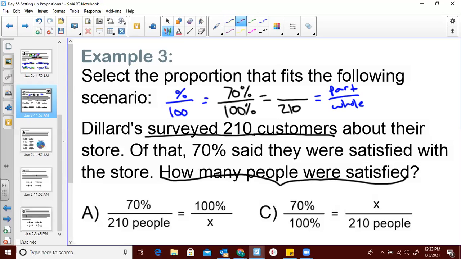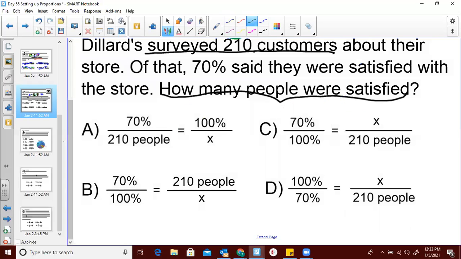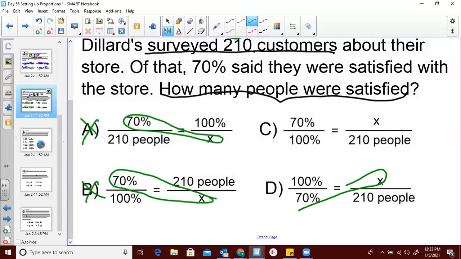And this one we're going to use our variable. And just look where X matches up with its partner. Remember, that's going to be diagonal across. If I come to A, I get X matches with 70, which is wrong. B again, X matches with 70. D again, X matches with 70. But C here, X matches with 100%.